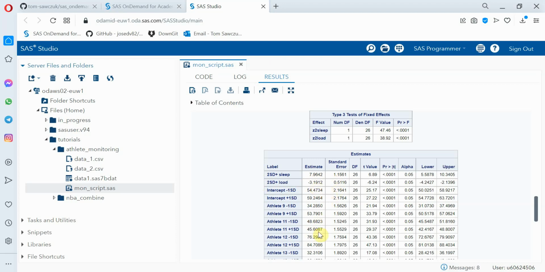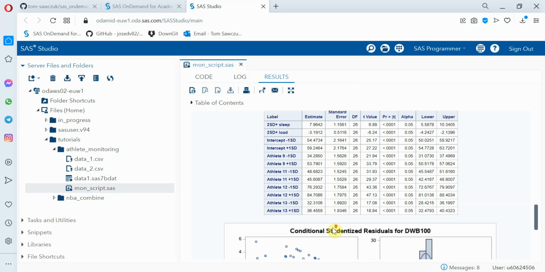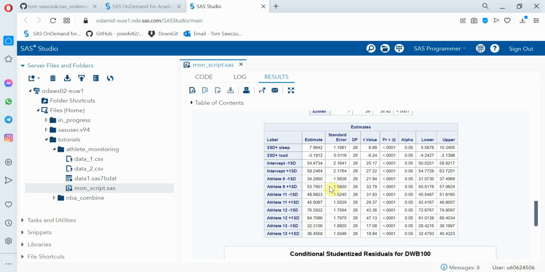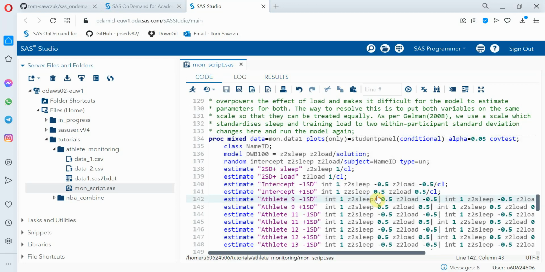And then the intercepts are all much closer together, and there's a reason for that. The reason the intercepts are much closer together is because we're essentially cancelling out some of the differences with the way we did the estimates. So if we're looking for intercept minus 1 SD, what we're saying is reduce the sleep so it gets worse, and then reduce the training load so it gets better.